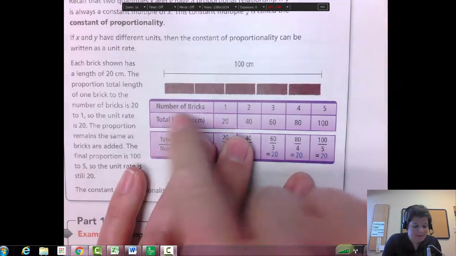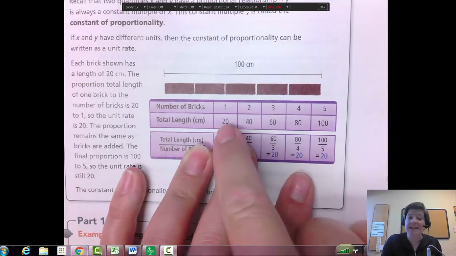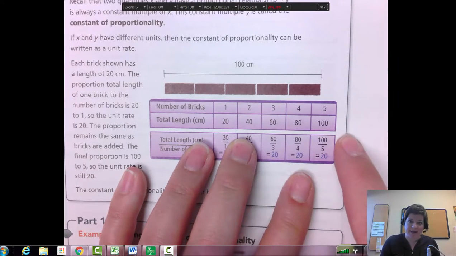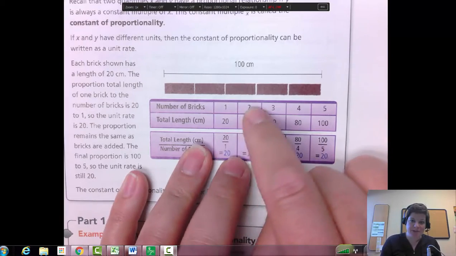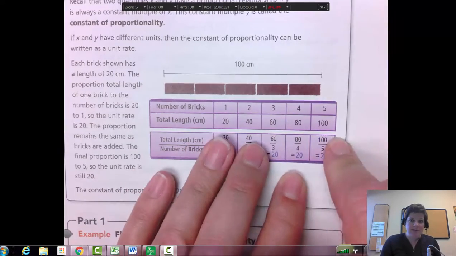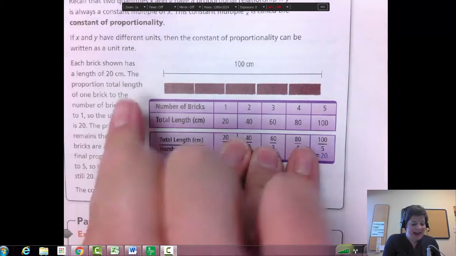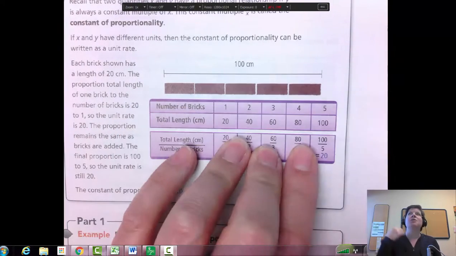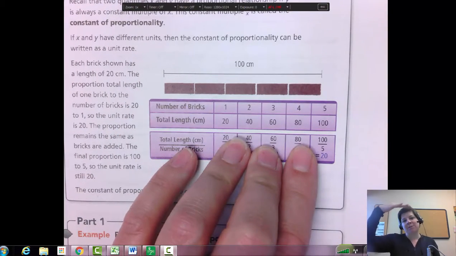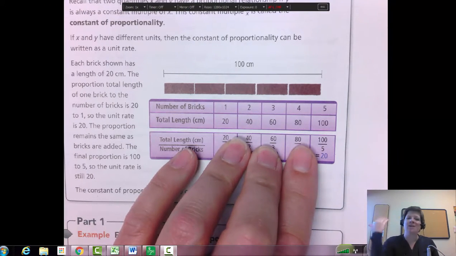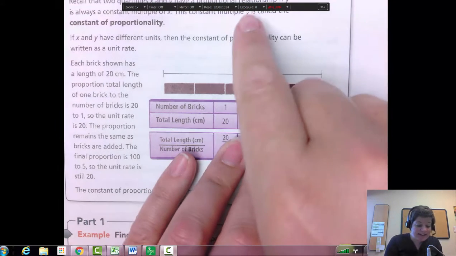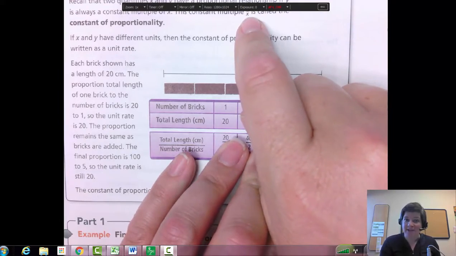We have the number of bricks and the length in centimeters of the bricks. One brick is 20, two bricks is 40, and so forth. So you can see that pattern. Now this would have been x, y. So x is always the first row, and if it's a column or a row, the first one is x, the second one is y. And they want the constant to always be y divided by x.